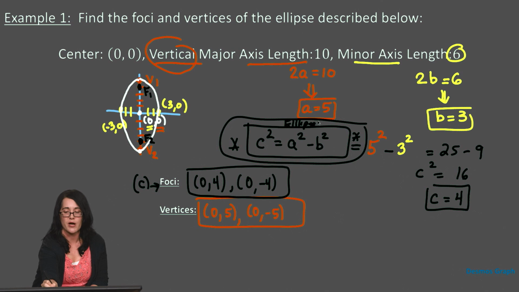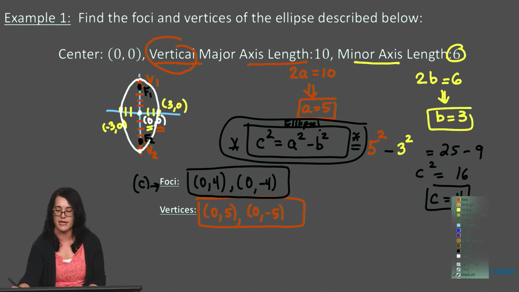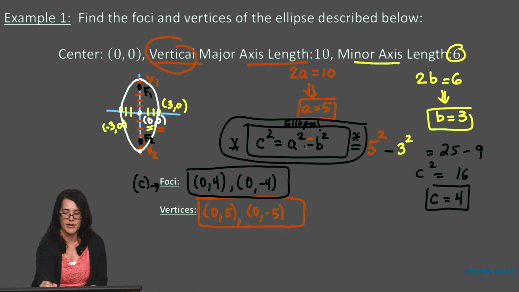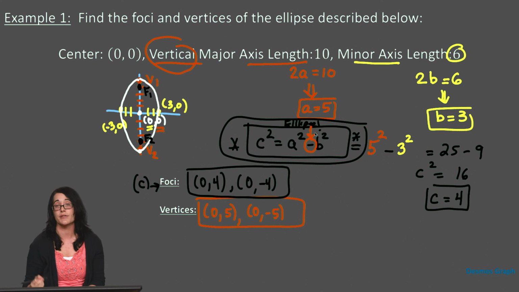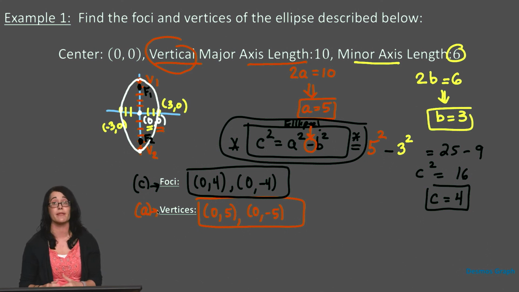This is only for an ellipse. In our next video, when we talk hyperbolas, that minus sign will become a plus sign. So we have to pay really close attention that we know what type of conic section we're talking about. For an ellipse, that's a minus sign. Notice also to get to the vertices, we needed the letter A. And we found that by looking at the length of the major axis and cutting it in half.